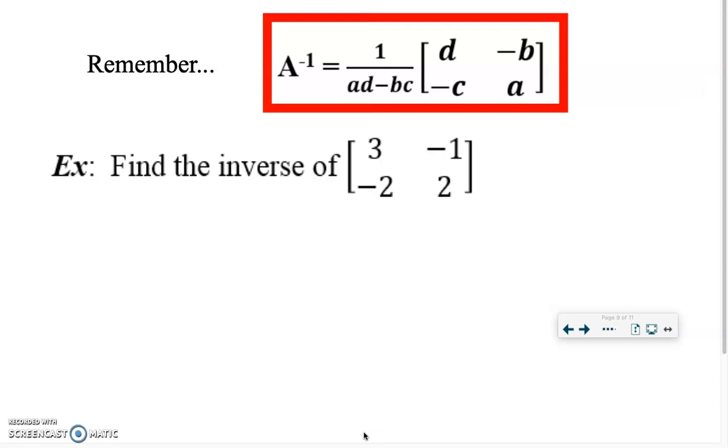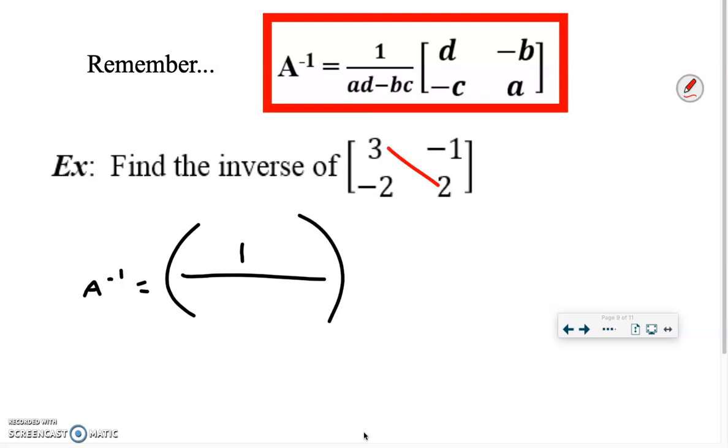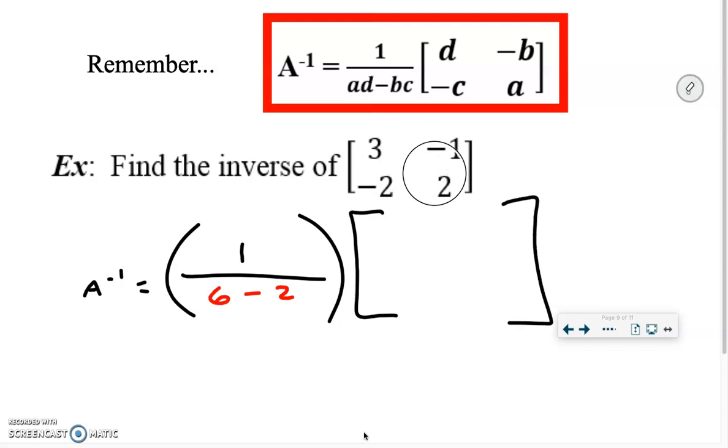So, as we can see, 3, negative 1, negative 2, 2. We're going to start off and say that A inverse is equal to 1 over, all right, when I multiply going down here, 3 times 2, that's going to be 6, minus multiply diagonally going up. Negative 2 times negative 1 is 2. All right, we also need to adjust the 2 by 2 matrix. So what did it say that we need to do? Or we could look up there.